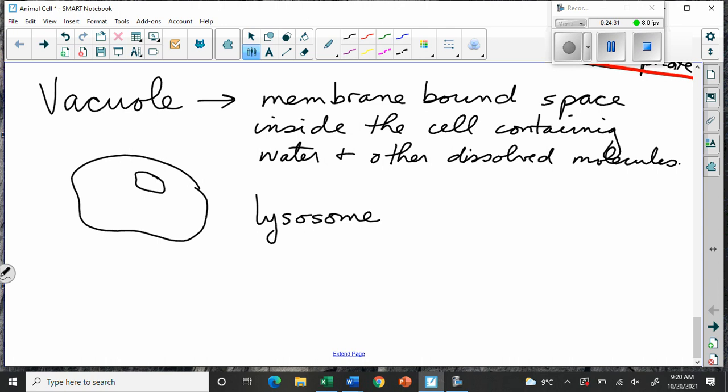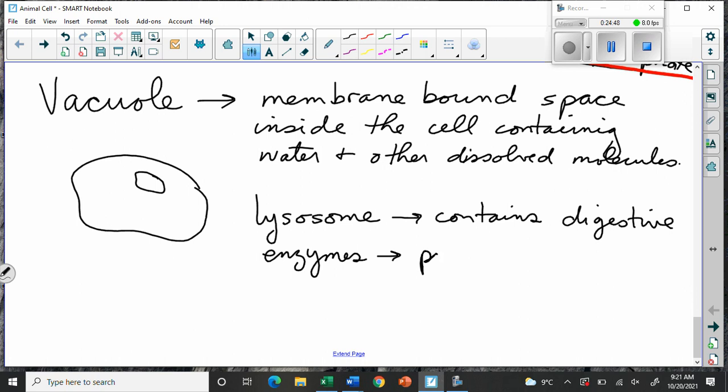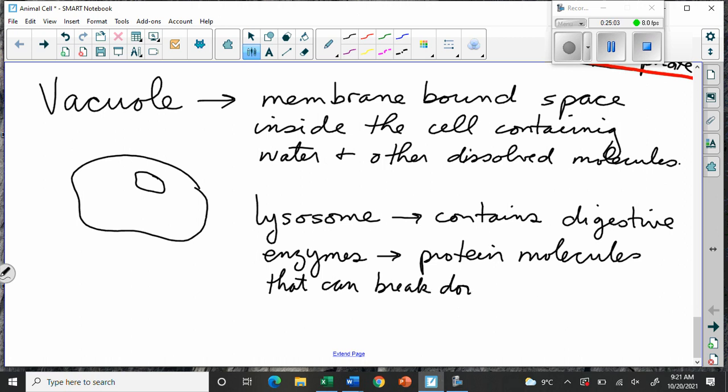It's a membrane-bound space, but it contains very special things. It contains digestive enzymes. And you know what those are? Those are protein molecules that can break down other molecules or break apart other molecules. Digestion is the breaking apart of things.